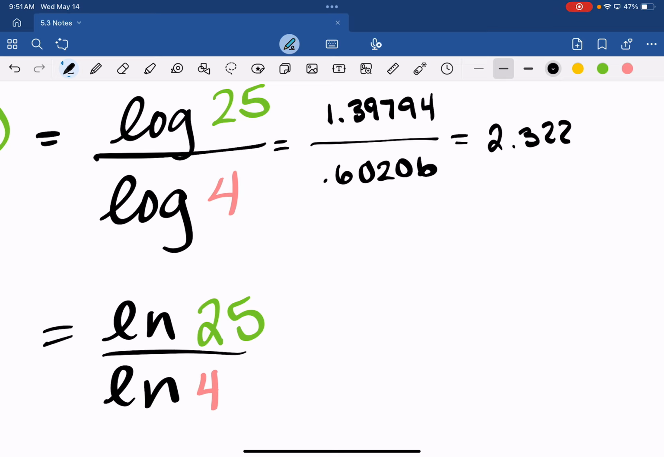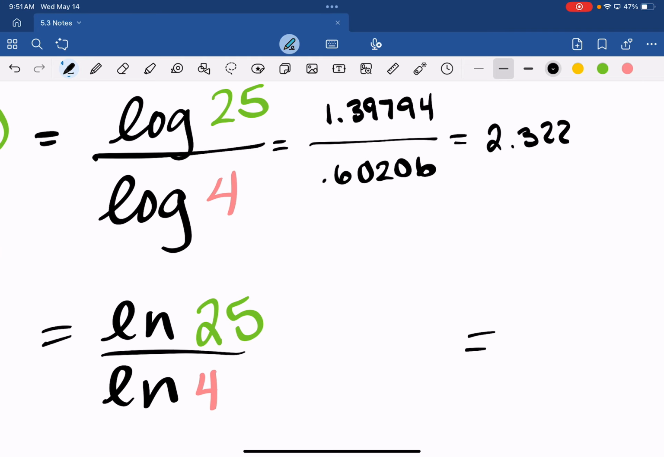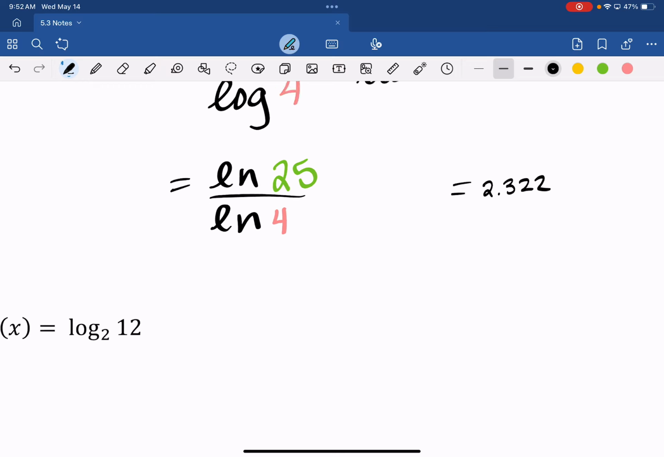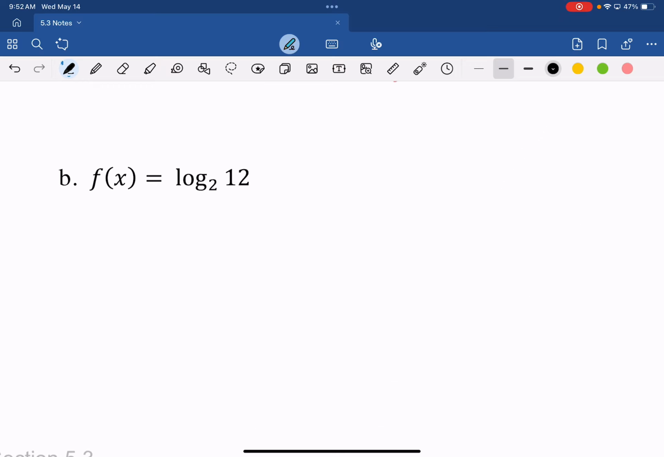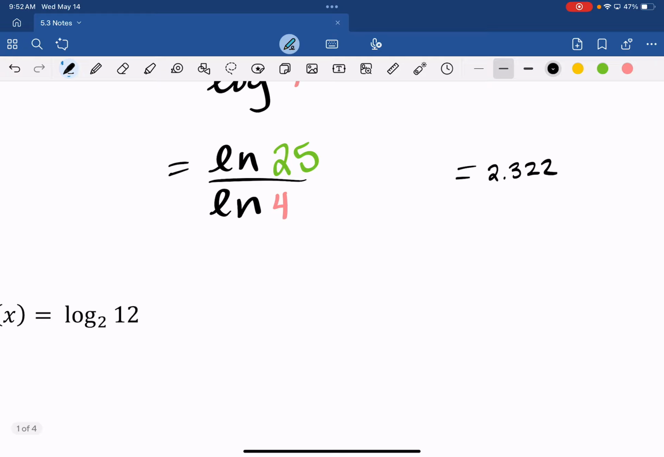Oh wait, we have to write the numbers like this. Is everyone getting our 2.322 with the natural log? Okay. Go ahead, I want you to try B. Remember, our first step is to rewrite it, not just in one way, but in both ways, with the common log and the natural log. 2.322.